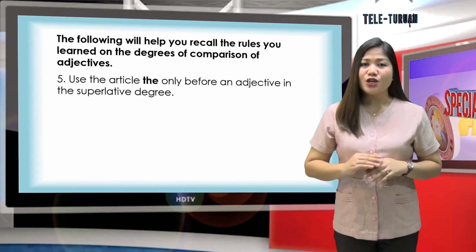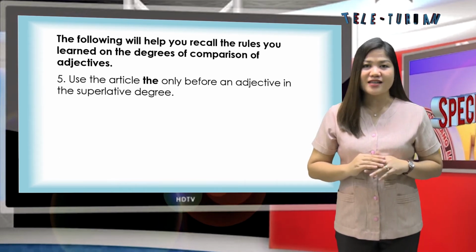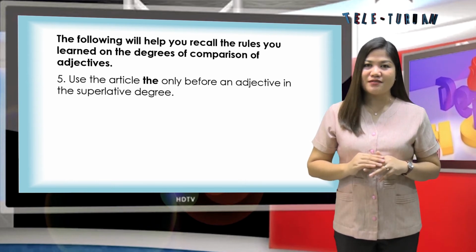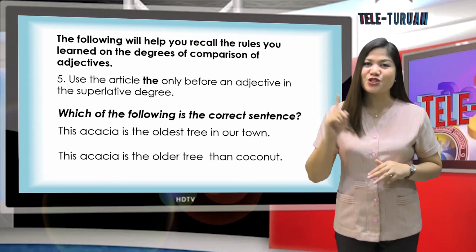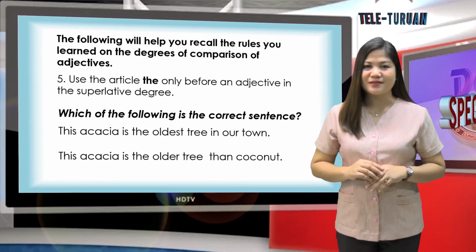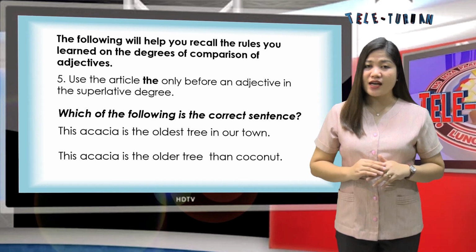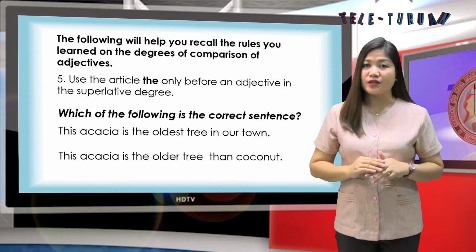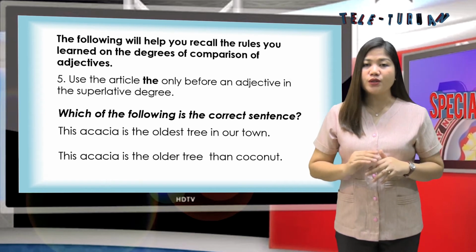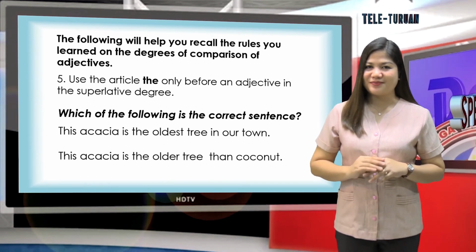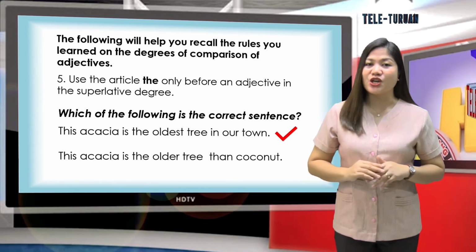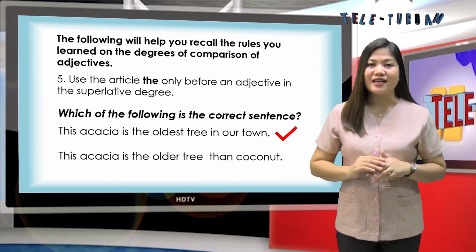5. Use the article the only before an adjective in the superlative degree. Let's try this. Which is the correct sentence? This acacia is the oldest tree in our town, or this acacia is the older tree than coconut. Very good! This acacia is the oldest tree in our town.